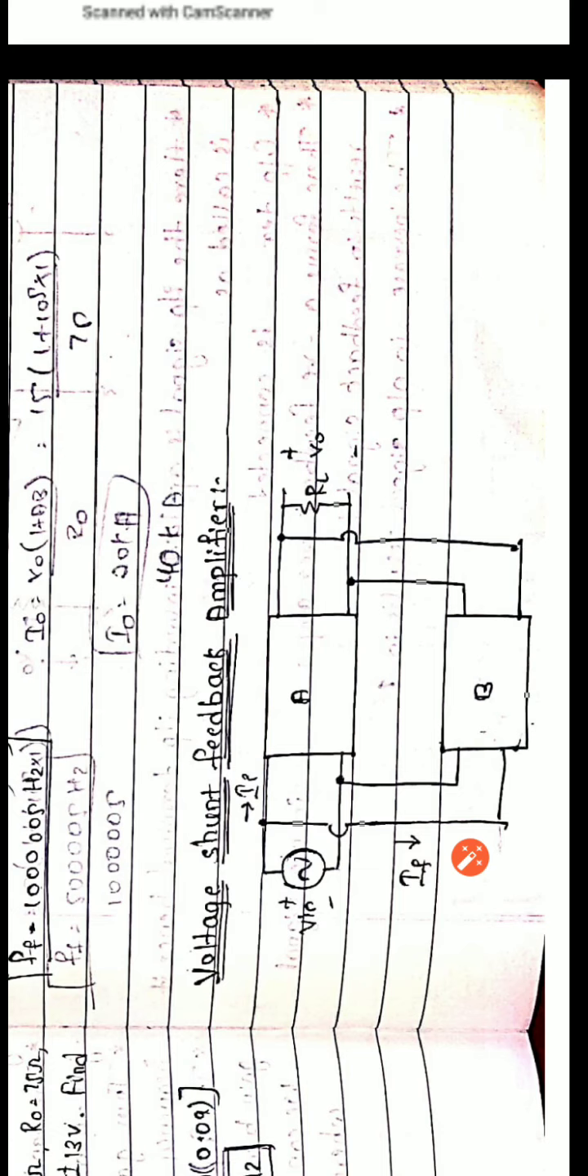Now we'll go to the equivalent circuit, which is replaced by the basic amplifier and a feedback network. In this we'll discuss some parameters like closed loop voltage gain, input resistance with feedback, output resistance with feedback, and bandwidth with the feedback amplifier. So we'll start one by one now.